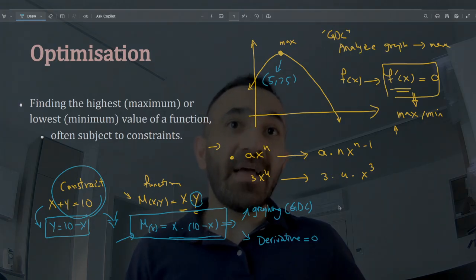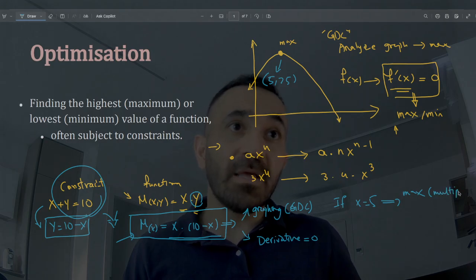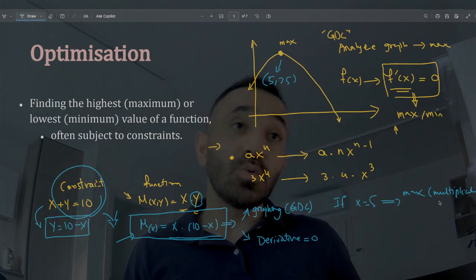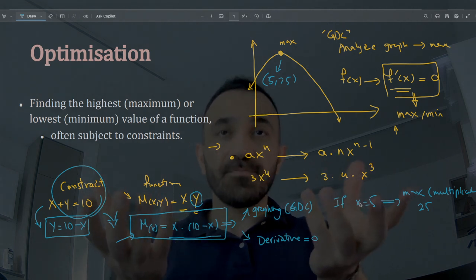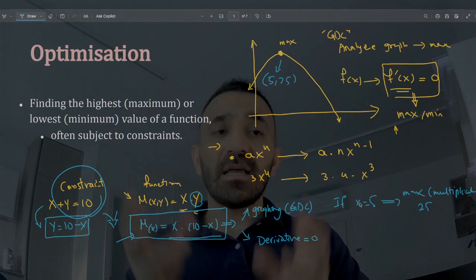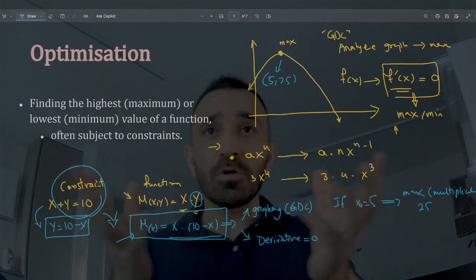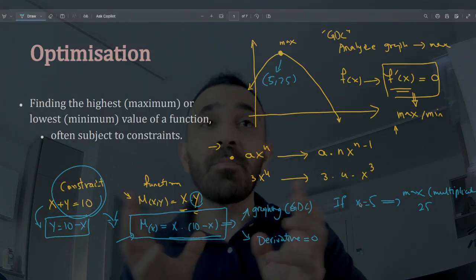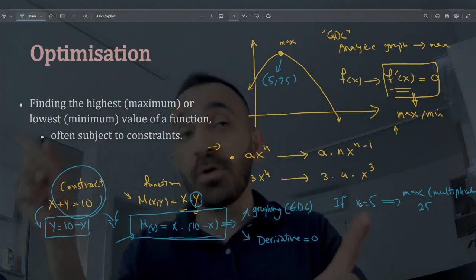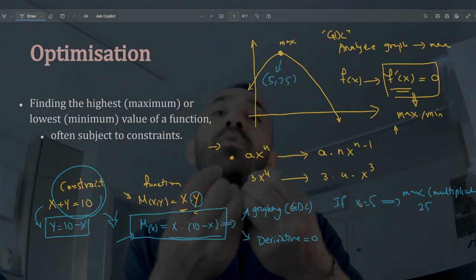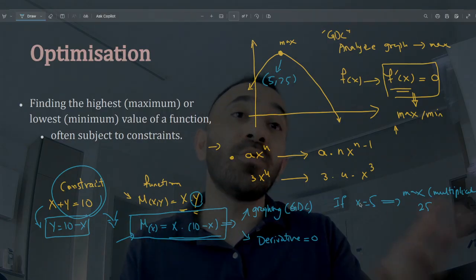It means that if x equals 5, you're going to have the maximum possible value for the multiplication of these two numbers, which is 25. So let's recap it verbally one more time. If the sum of two natural numbers equals 10, the maximum possible value for their multiplication happens when one number is 5. Obviously, the other number is also 5. 5 times 5 gives you 25. It's impossible to have a number greater than 25 in this case.